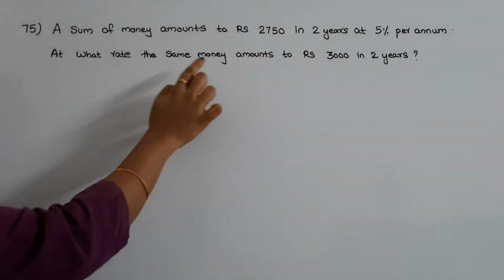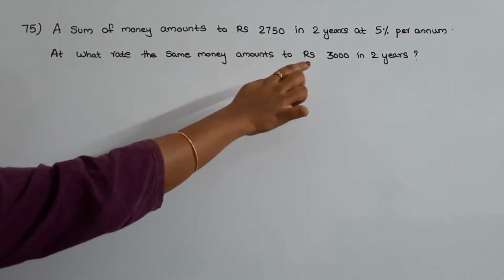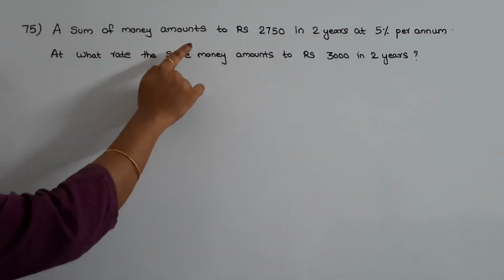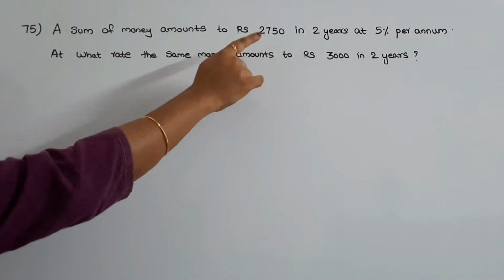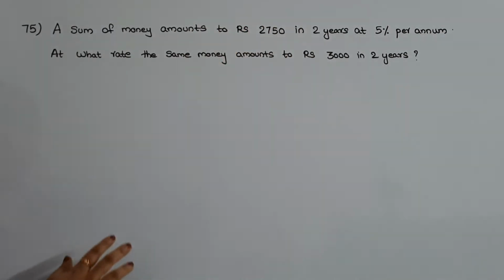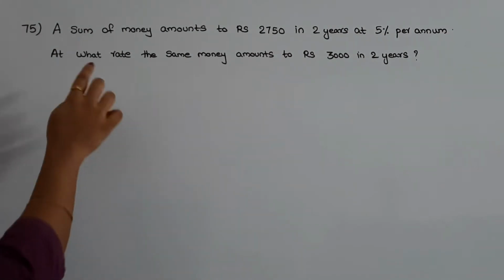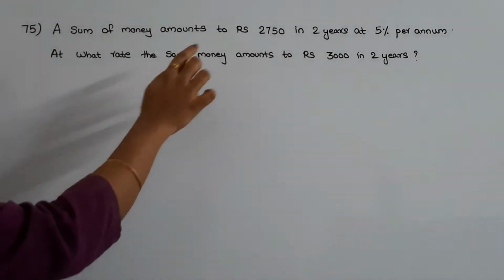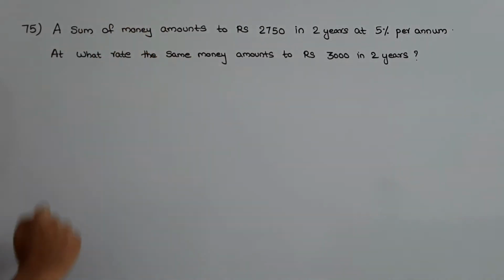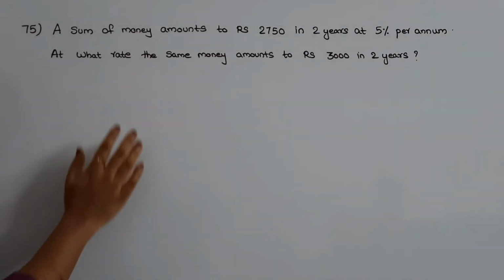At what rate the same money amounts to rupees 3000 in 2 years? So, in this question they are telling that a particular principal value amounts to rupees 2750 in 2 years and the rate of interest in that condition is given as 5%. Then we need to find out the rate of interest when the amount is 3000 and the time period is 2 years and for that same principal value. So, first we need to find out the principal.